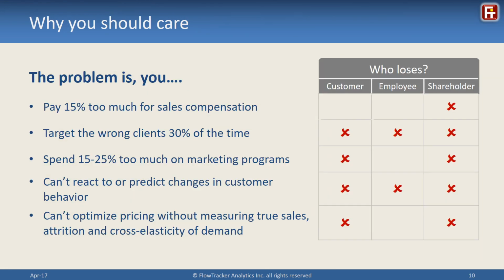So your performance metrics are inflated. Why should you care? Well, the problem is you're paying 15% too much for sales compensation if it's based on account level growth or product growth. You're targeting the wrong clients up to 30% of the time on both the sales and attrition side. Spending too much on marketing programs, targeting the wrong clients. Can't react to or predict changes in customer behavior because you don't understand product substitution. And it's absolutely impossible to optimize pricing without being able to measure true sales, attrition, and cross-elasticity of demand. And this impacts customers, employees, and shareholders.